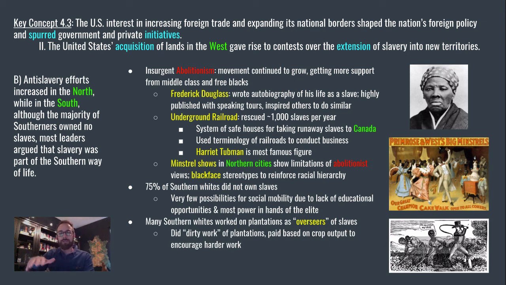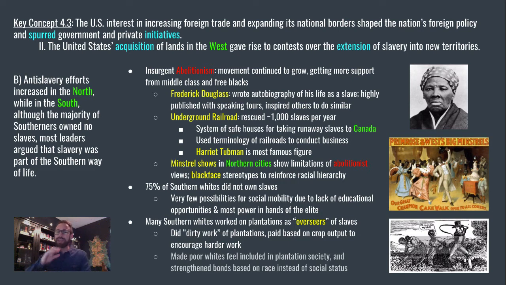They could not be involved because there was no power left to go around. It was in the hands of the elite. But if you got to hold the whip in the fields, you felt like you were a part of the system. And it made many poor whites feel like plantation society was also their society.